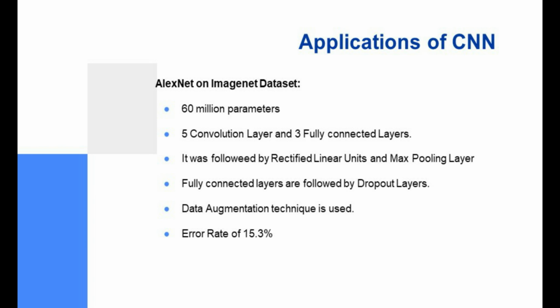It has 5 convolution layers and 3 fully connected layers, so in total of 8 layers. The convolution layer was followed by rectified linear units to add non-linearity and max pooling layer to reduce the number of parameters and helps deal with overfitting. The fully connected layers are followed by dropout layers. Dropout is a technique in which few neurons are randomly set to 0.